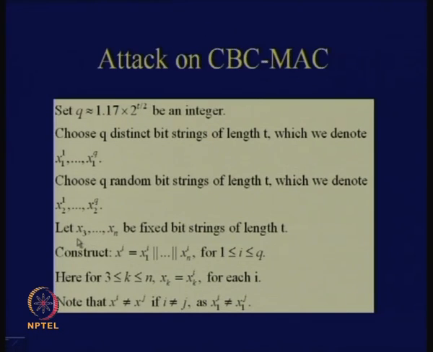Now you choose x3 to xn, and suppose all of them are fixed bit strings of length t. From these choices, you start constructing messages of this form: xi equal to x1^i appended with x2^i, appended with x3, and so on till xn, and this you do for i running from 1 to q. How many messages do you form this way? You form q messages. So, what you are doing is like this.